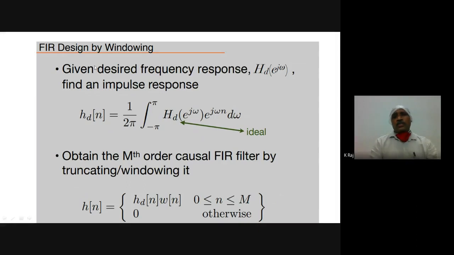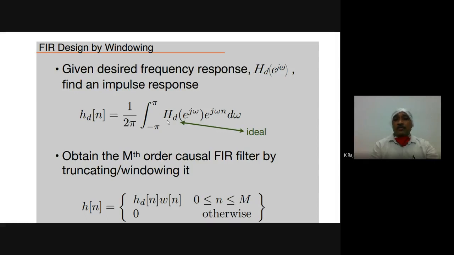Now we are starting the concept of designing. Suppose any filter has to be designed and requirements are given. That is, the desired frequency response is given in graphical form, and that can be represented mathematically as H_d(e^{jω}). By taking the inverse Fourier transform of that representation in the frequency domain, we get h_d(n) = 1/2π ∫ from −π to π H_d(e^{jω}) e^{jωn} dω. And this is the inverse Fourier transform of the ideal filter.